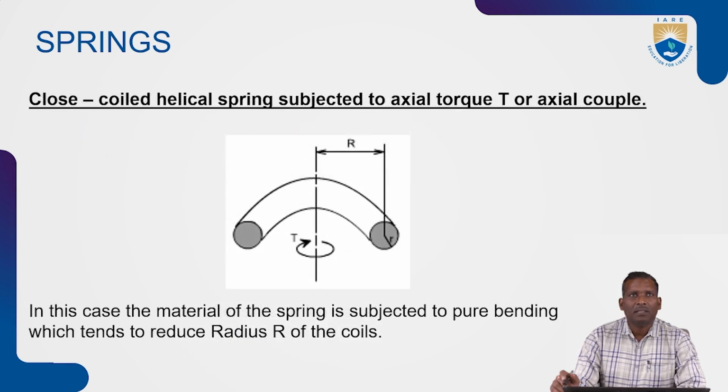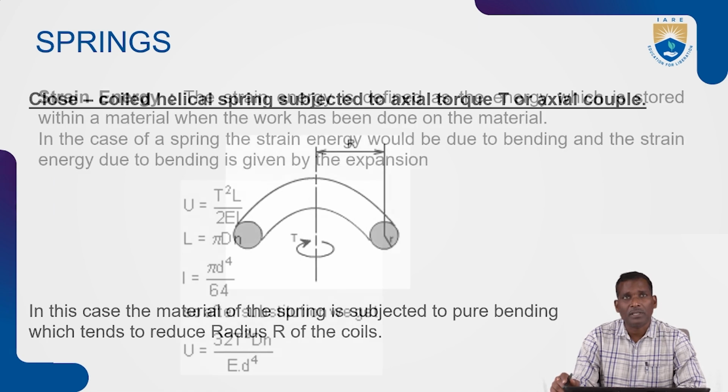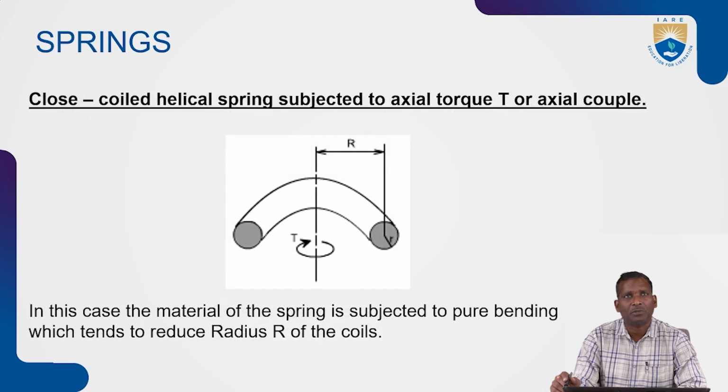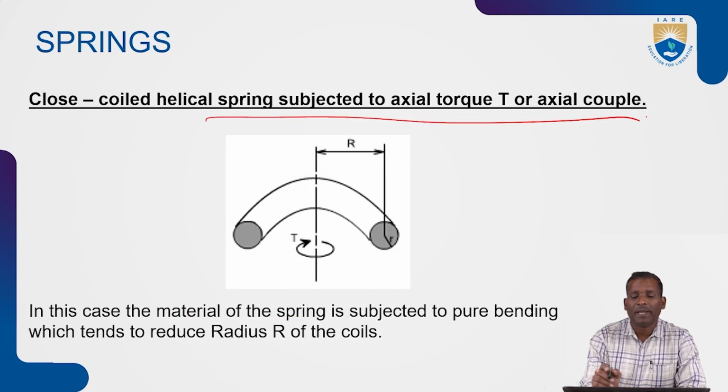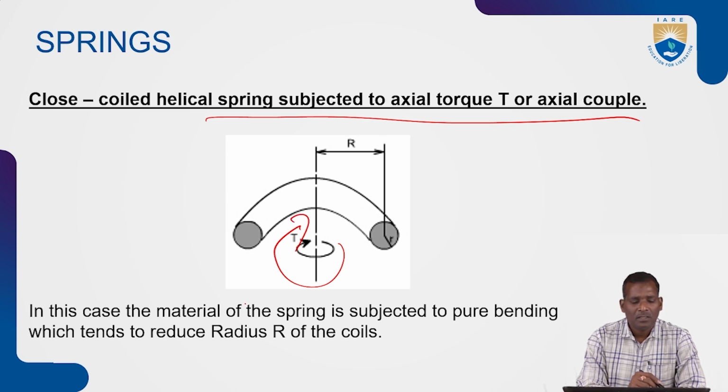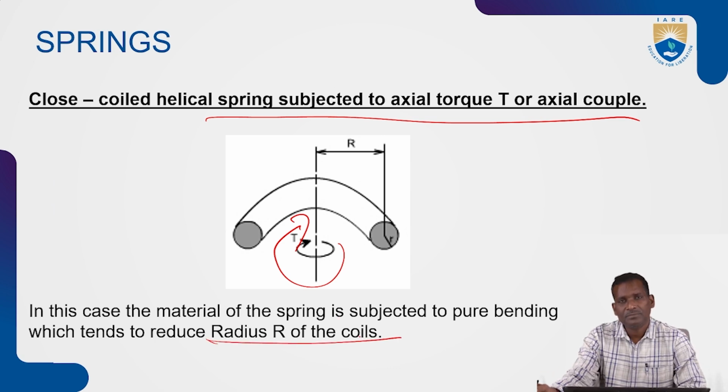Next, the closed coiled helical spring subjected to axial torque. Up to now we have seen only axial load. Now it is subjected to axial torque T, or axial couple. In this case, the material of the spring is subjected to pure bending, which tends to reduce the radius of the coil.